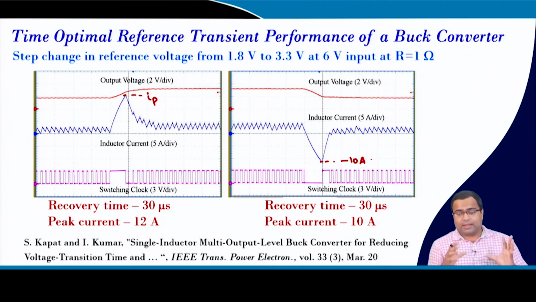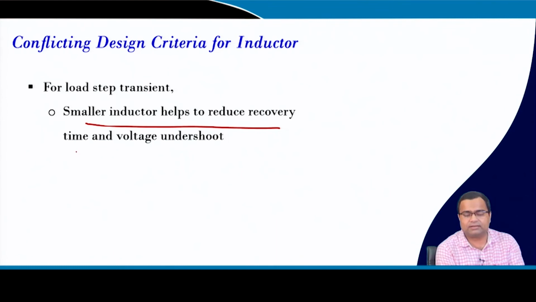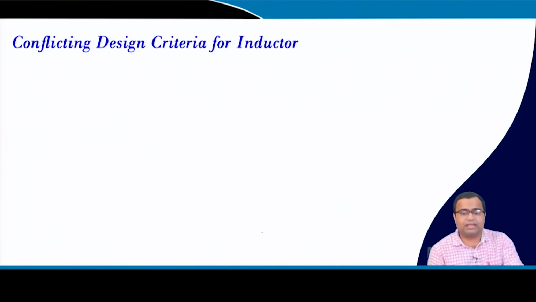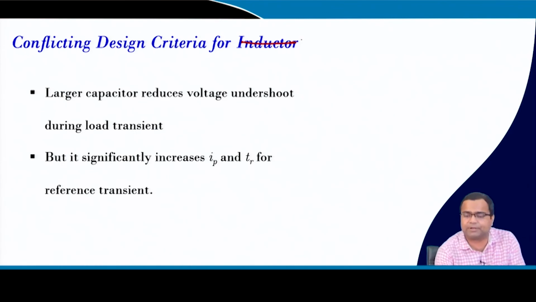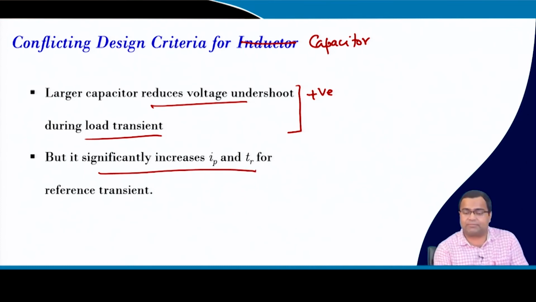Okay. So, a regular converter, like a normal buck converter which we designed earlier using load transient for small L, large C, is detrimental for reference transient, because we saw that there is a conflict. So, the design conflict for the inductor: for load step transient, we need a smaller inductor for faster recovery and lower voltage undershoot. For reference transient, a small inductor reduces recovery time, but it significantly increases the peak current. If we take the capacitor, a larger capacitor reduces the voltage undershoot during load transient. So, it is the good part for load transient, but it significantly increases both peak current and the recovery time for reference transient.